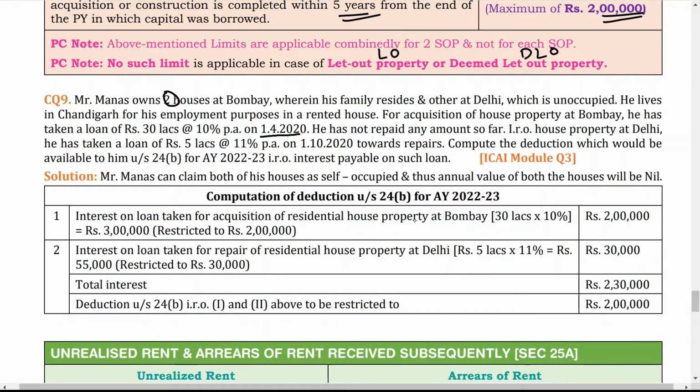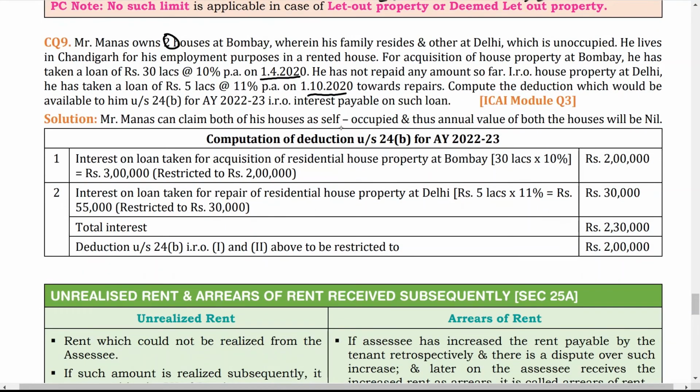For the house property at Delhi, he has taken a loan of 5 lakh at 11% per annum on 1/10/2020 towards repairs. Now compute the deduction which would be available to him under section 24B for the assessment year 2022-23, irrespective of interest payable on such loan. Now Mr. Manas can claim both the houses as self-occupied property, and thus the annual value of both houses will be nil because he has only two houses.